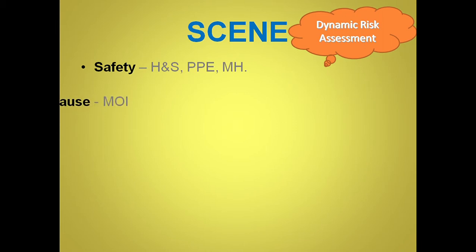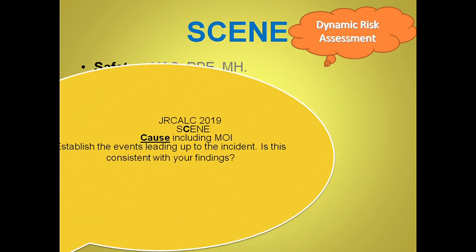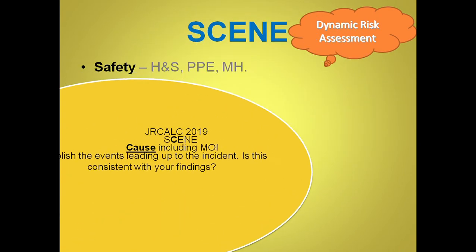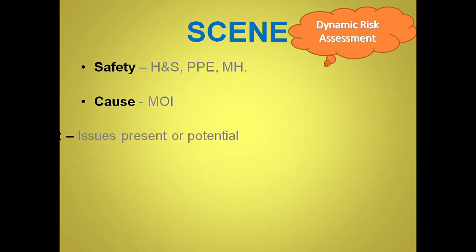That leads us on to the cause, thinking about what has caused this patient to be in the situation they're in, or as we refer to as the MOI, the mechanism of injury. Let's have a look at the JRCALC's quote on this. The cause, including mechanism of injury, establish the events leading up to the incident. Is this consistent with your findings? So again, all part of our dynamic risk assessment.